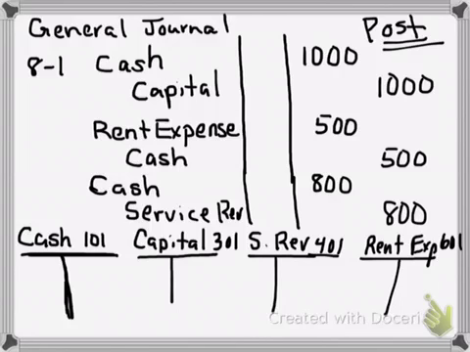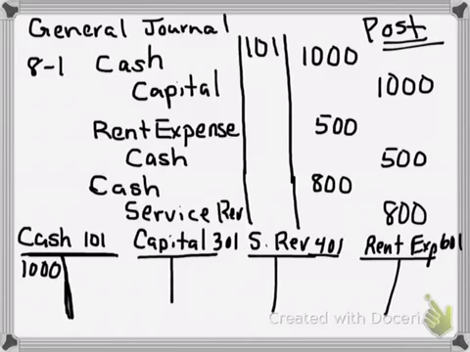Whenever we get ready to post, we go to the very first entry. On 8/1, we had debited cash. So we look at cash, we look at the debit amount, and so we find cash, and we are going to come down to our ledger, and we're going to put the $1,000 in that debit column. This is account 101, so we're going to come up and put that account number in the reference column. That lets us know where we have posted it.